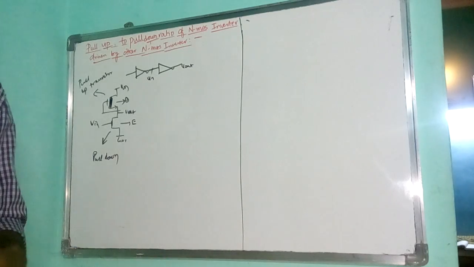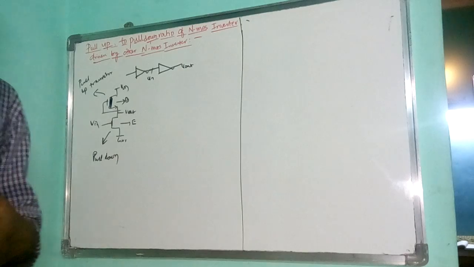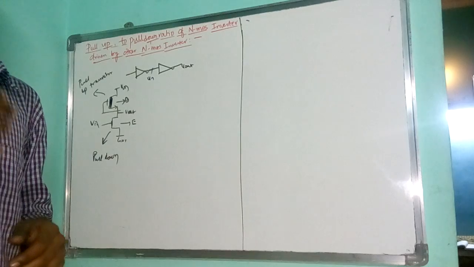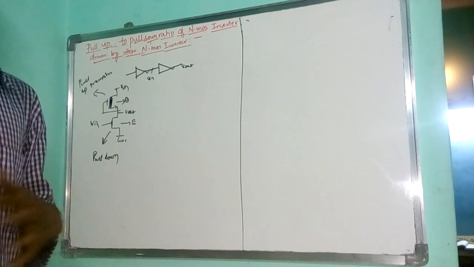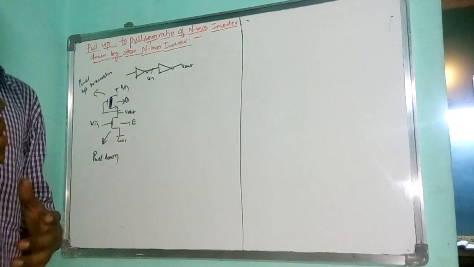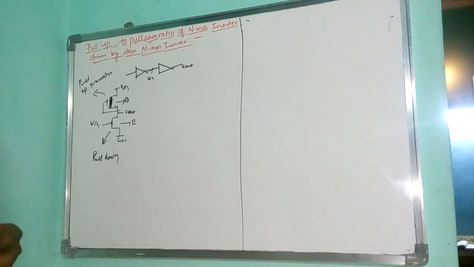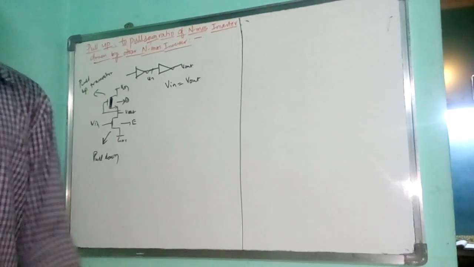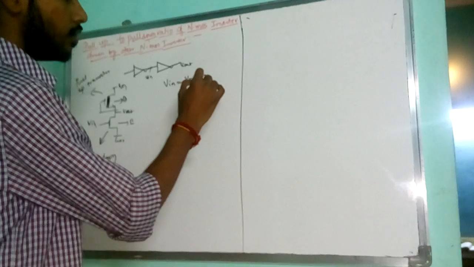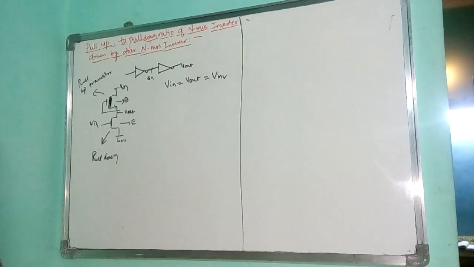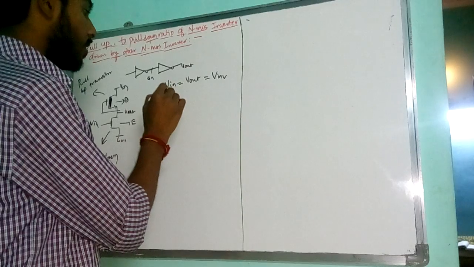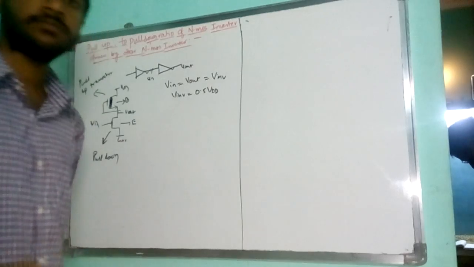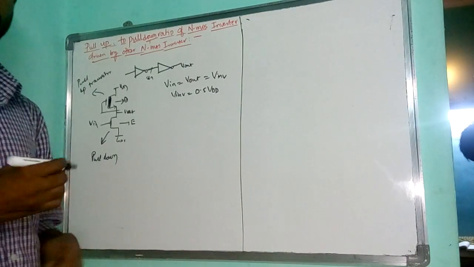Pull up to pull down ratio is used to take the appropriate values of W by L of each MOSFET, so that whatever input is there, it is collected at the output. That means V in should be equal to V out. When V in equal to V out, we get a voltage called V inverse voltage, that is equal to 0.5 VDD. This we have already seen in NMOS characteristics.